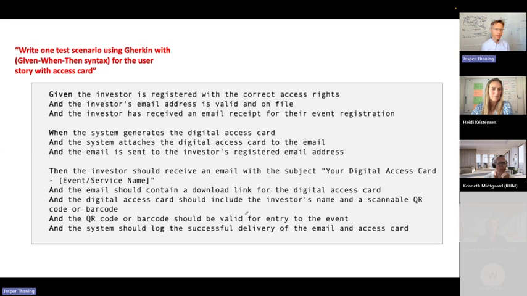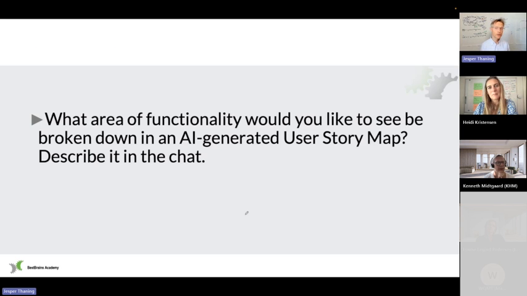And here we have a special one that is using the given when then syntax. That's just really helpful. We could do it ourselves, but it's really quick to get AI to do this. And of course, we have to review them afterwards and see if they are okay. The last thing we're going to do today is to use a tool that can AI generate a user story map and see how that works.